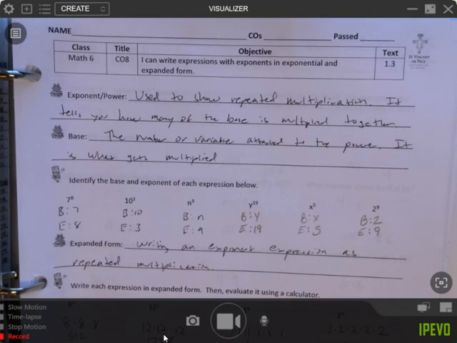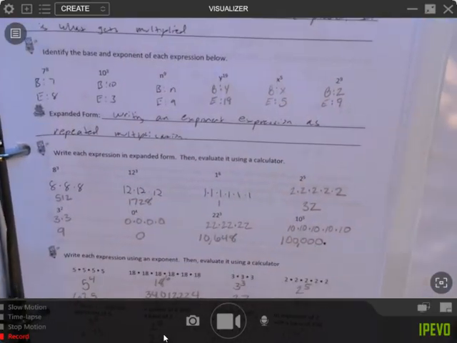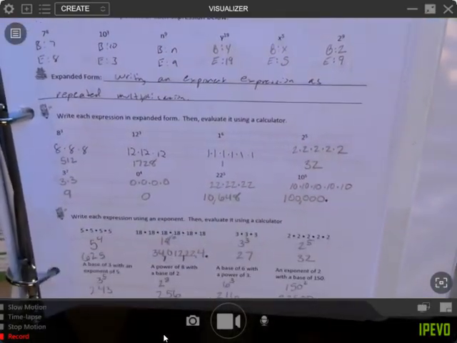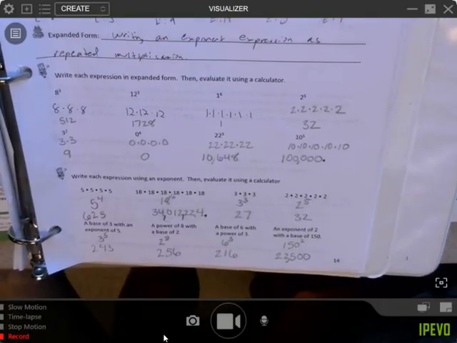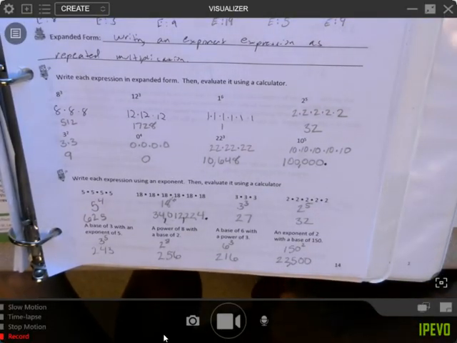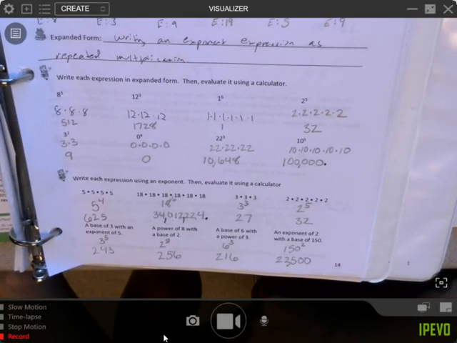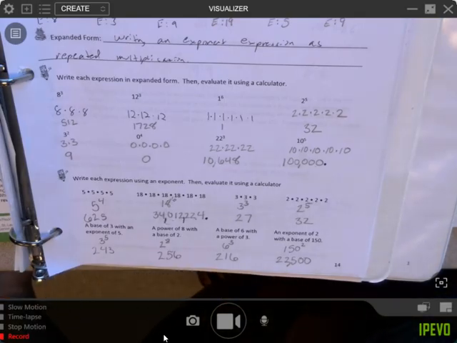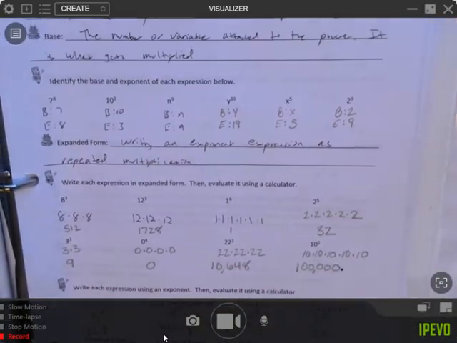Good morning. Today we are correcting CO8, working with those exponents. Remember, the base of an exponent is the big number or letter, because it could be that variable, and then the exponent is that small letter or small number up in that right corner. So we have to correct up here first.